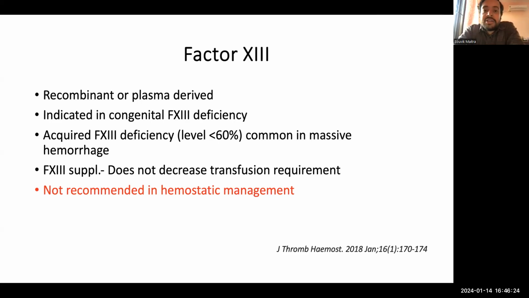Now, let's come to the last isolated factor which is available commercially and can be used clinically, factor 13. It can be recombinant or plasma derived. The only approved indication of this factor 13 is congenital factor 13 deficiency, which is very common. Sorry, it is very uncommon. However, acquired factor 13 deficiency in patients with massive hemorrhage is actually very common. But still, it has been found that supplementation of factor 13 in this clinical scenario is not associated with improved outcome, nor does it decrease the transfusion requirement. So it is not recommended in routine hemostatic management in any clinical condition except congenital factor 13 deficiency.